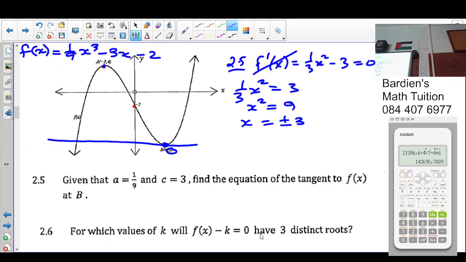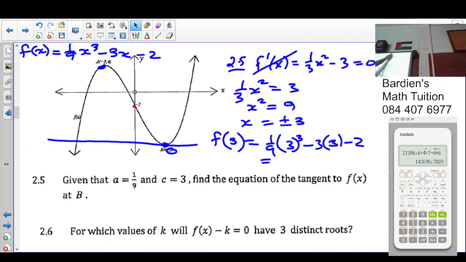Okay. So people, what is this? This has to be the positive 3, not so, because there is a negative 3 one. So what we do is we substitute 3 into f of x. So it's 1 over 9 into 3 cubed minus 3 times 3 minus 2. You put that in the calculator, and it gives you negative 8. So therefore, what's the equation of this tangent? y is equal to negative 8.